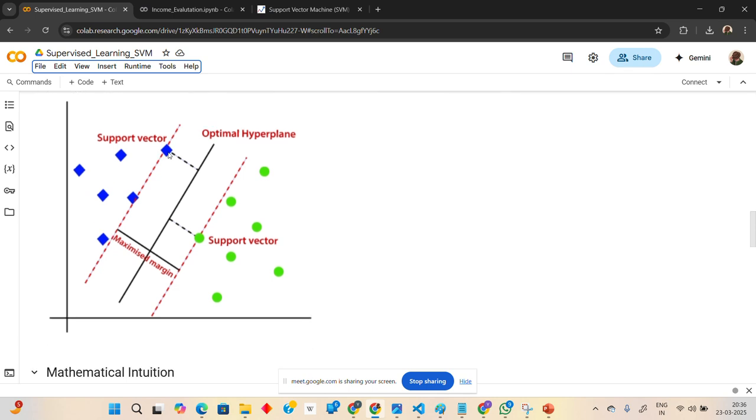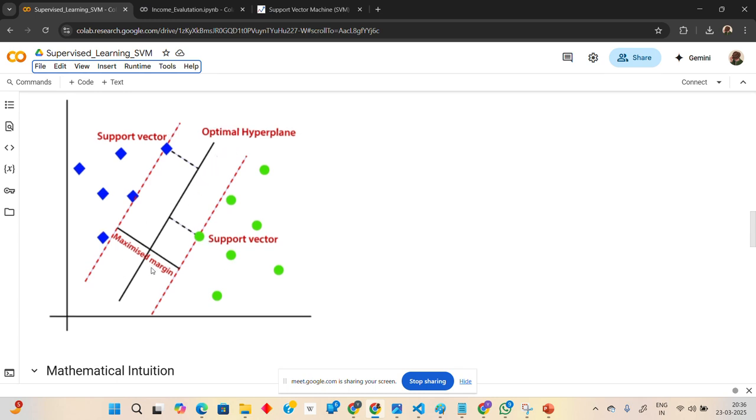Here you can see what is meant by support vectors, identified here in red color. Support vectors are the vectors touching the outer lines. Here you can see this point, this point, this point. These points are called support vectors. Support vector machines are built with the help of support vectors. The line in between is called the optimal hyperplane.